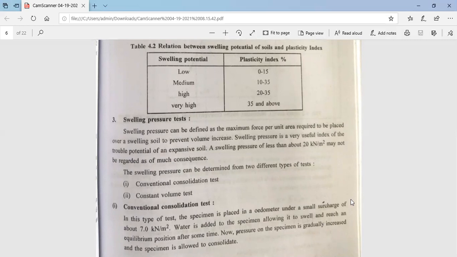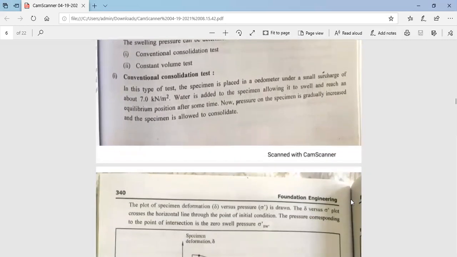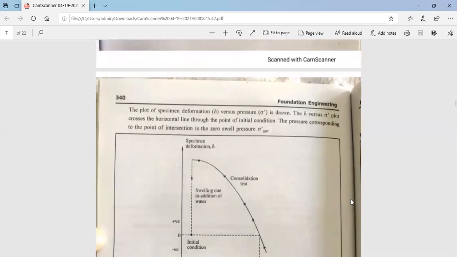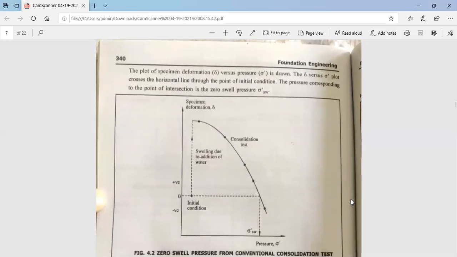The first one is the conventional consolidation test. The second one is the constant volume test. In the conventional consolidation test, the specimen is placed in an oedometer under a small surcharge of about 7 kilonewton per meter square. Water is added to the specimen, allowing it to swell and reach an equilibrium position after some time. The pressure on the specimen is then gradually increased and the specimen is allowed to consolidate. The plot of specimen deformation versus the pressure is drawn.